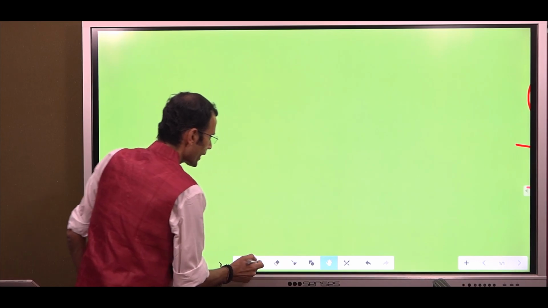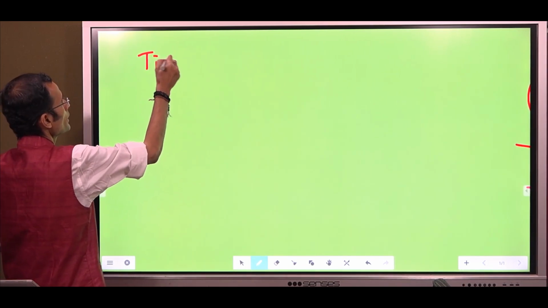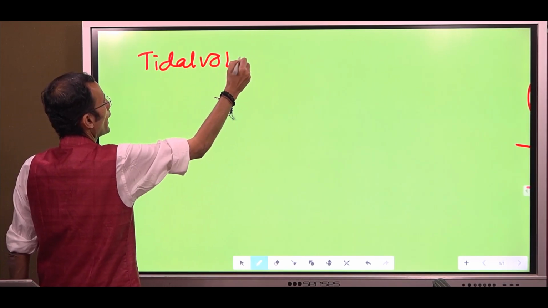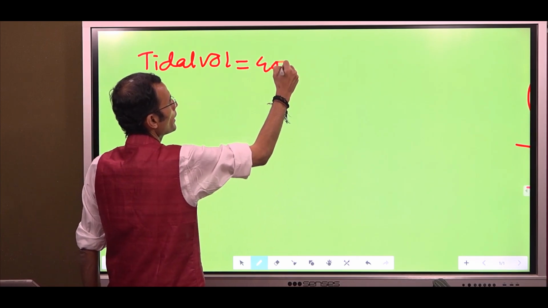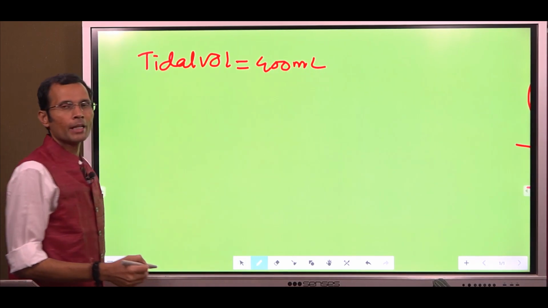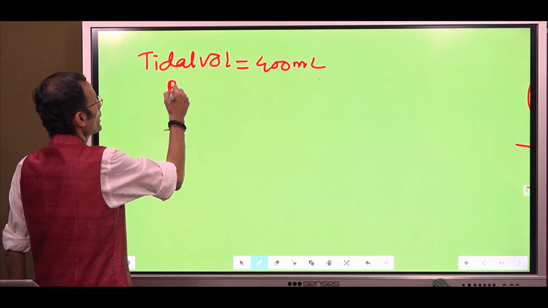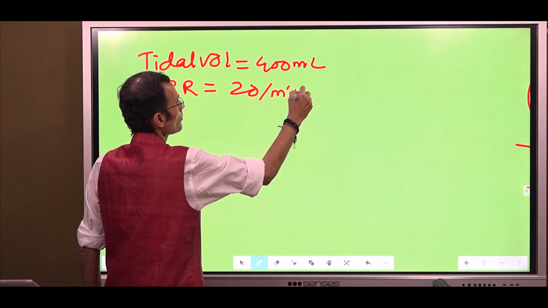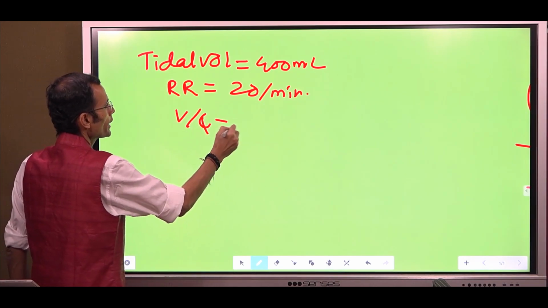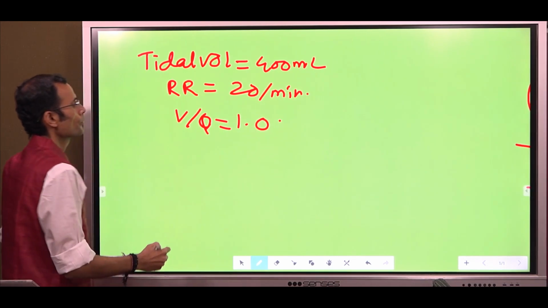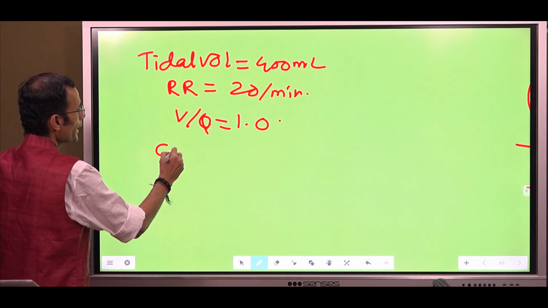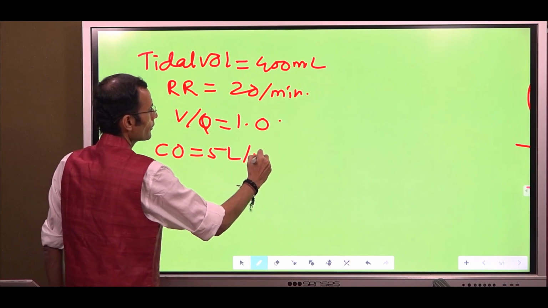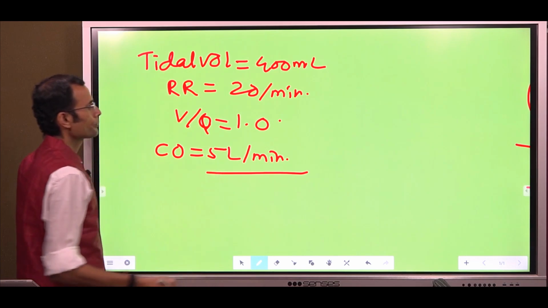Let's see what was the data given. Tidal volume was given as 400 ml. So in each breath we inspire 400 ml. Respiratory rate given was 20 breaths per minute. V to Q ratio is 1.0 and cardiac output 5 liters per minute.